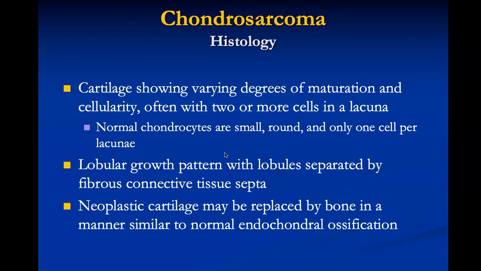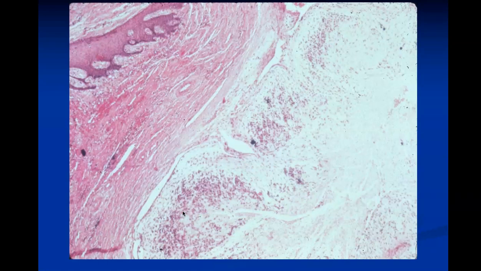You often see the cells within the lacunae have a lot of pleomorphism, and you often see 2 cells per lacunae, which is not normal. Normal chondrocytes are fairly small, round cells, and there's typically only 1 per lacunae. The tumor itself tends to grow in a lobular pattern, and as I mentioned, the neoplastic cartilage can actually have endochondral ossification, so sometimes you do get a little bit of opacity within the lesion.